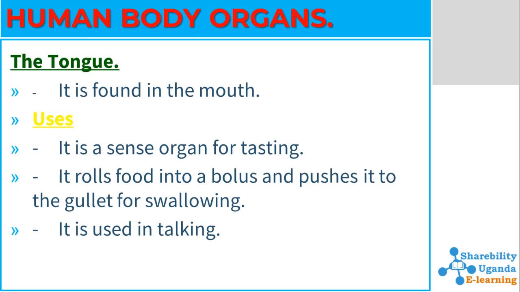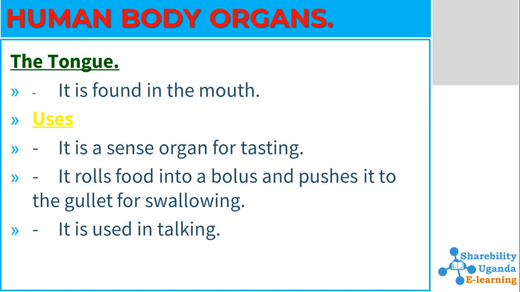The tongue is a sensory organ for tasting. It is the organ that helps us determine the taste of something we put in our mouth. It helps us to differentiate tastes of foods and other stuff.